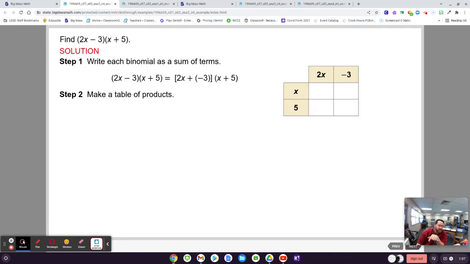Okay. Oh, and they chose the same order that I did. So you just multiply them through, you write it out, and then they combine the like terms. You combine the 10x and the minus 3x to get the 7x. Okay, so there we go.